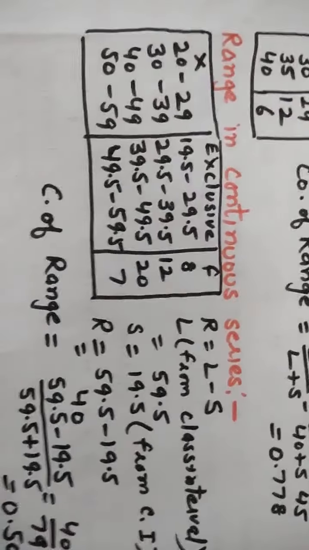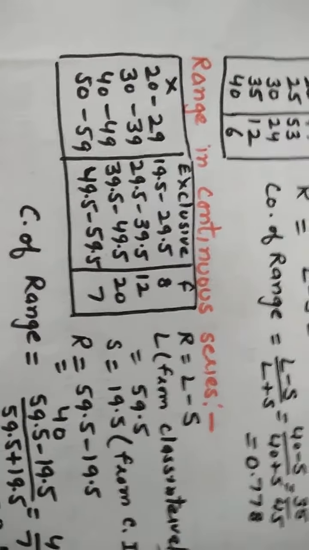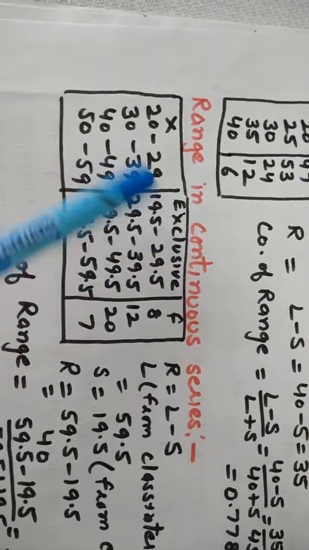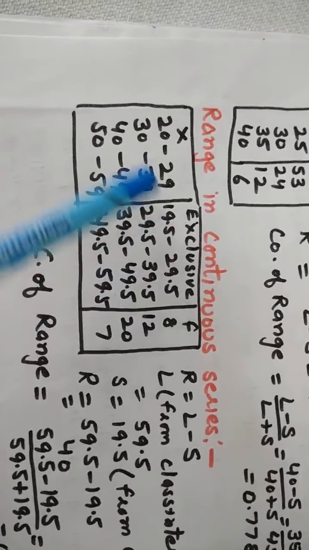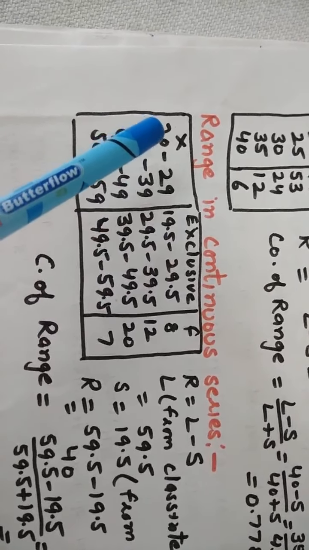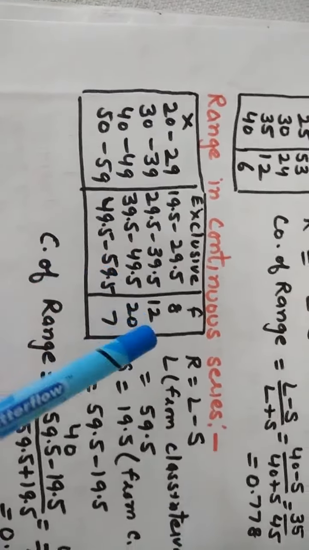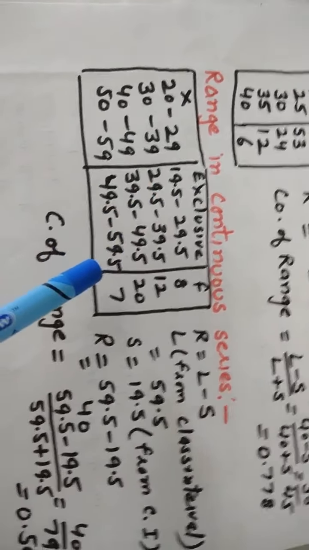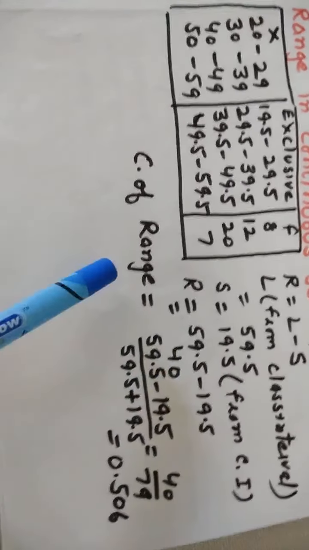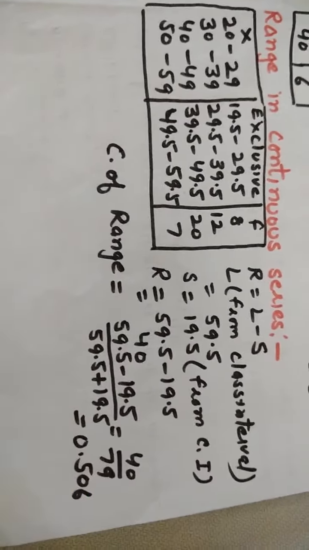Next is range in continuous series. In this series, we also ignore frequency, we just take class interval. This series is inclusive form. First make it exclusive form. Here is 20 to 29, 30 to 39. Make it exclusive: subtract 0.5 from lower class and add 0.5 in upper class. This is exclusive series, means continuous series. Then take largest value from exclusive series, that is 59.5, and smallest is 19.5. Take difference, that is called range, that is 40. Coefficient of range is 0.506.